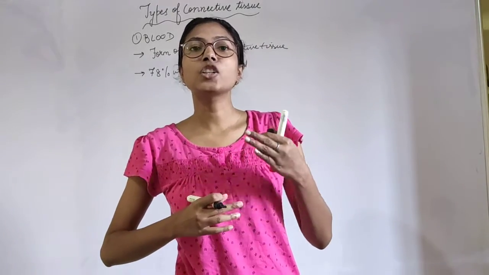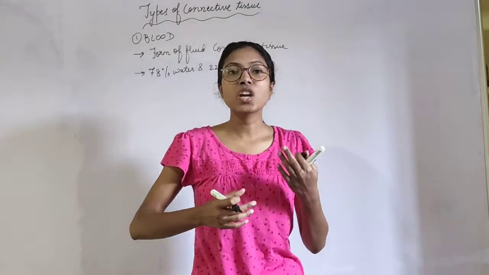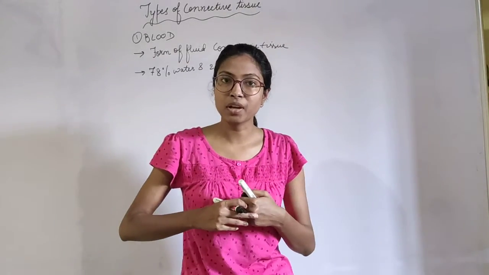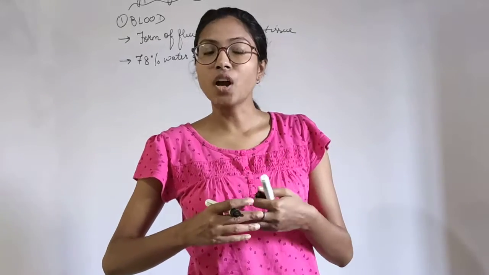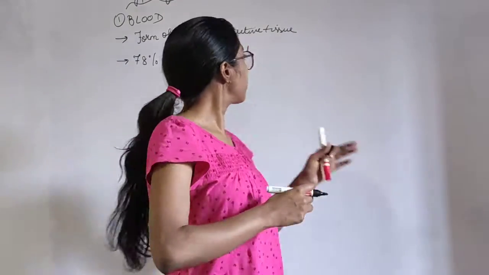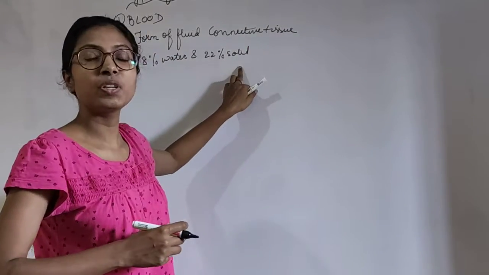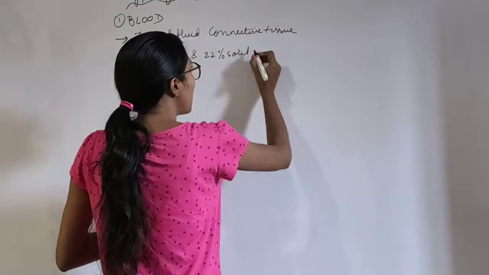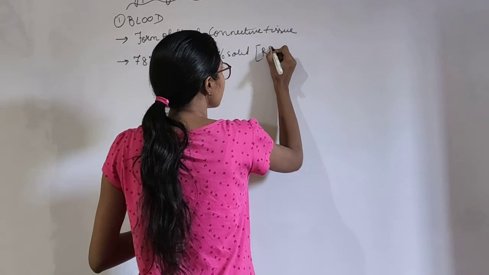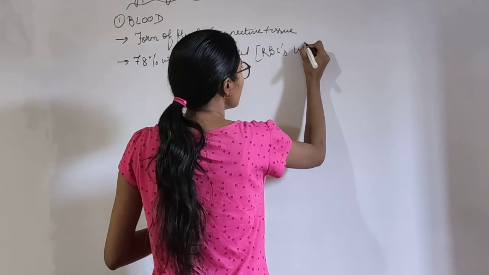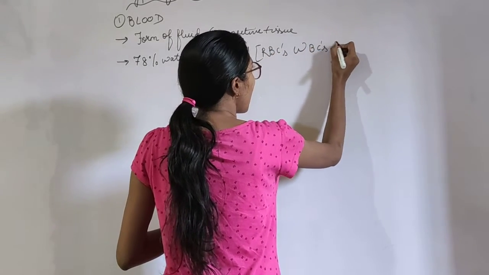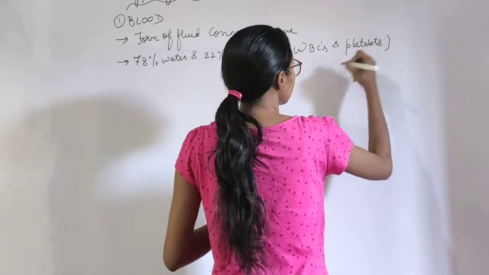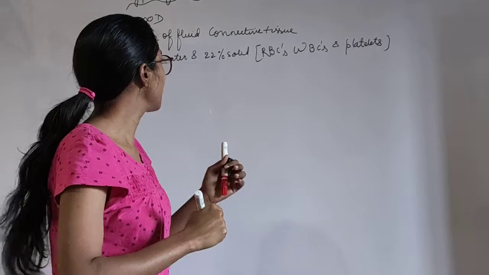Now what are the solid materials? Solid materials are the components of the blood which are embedded in the extracellular matrix. We all know about the extracellular matrix, that it consists of ground substance and fibers. So this 22% solid material of blood is present in the extracellular matrix. Now what are those? They are RBCs, WBCs and platelets. So these are the components of blood.